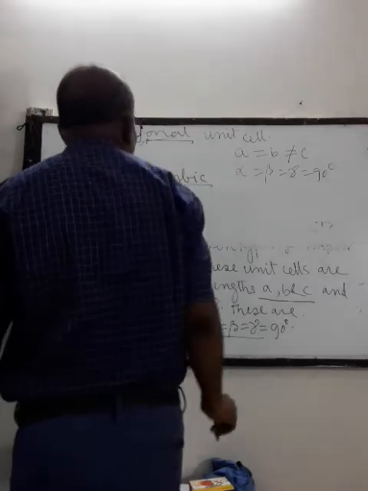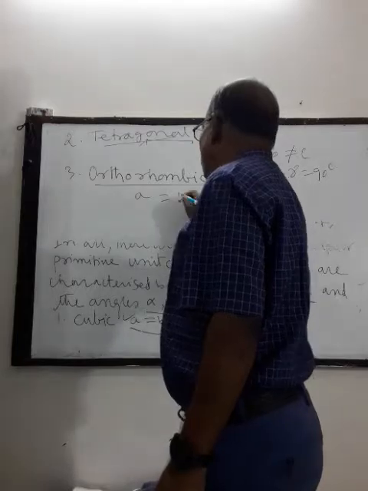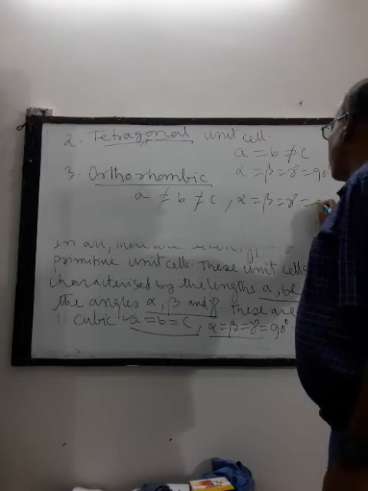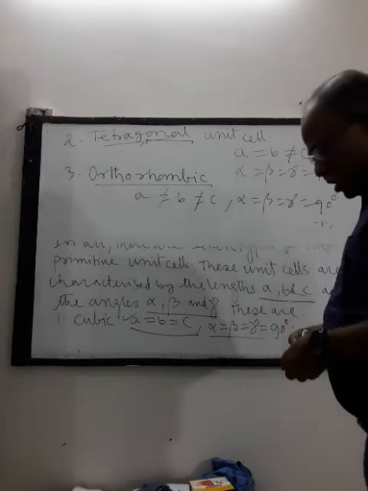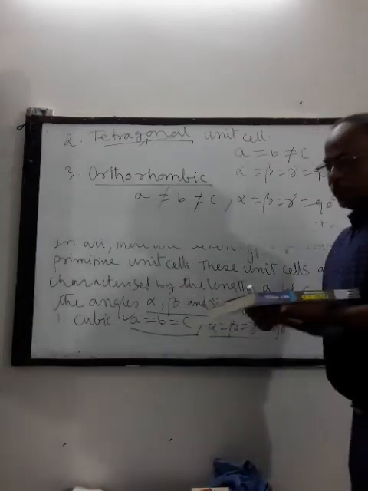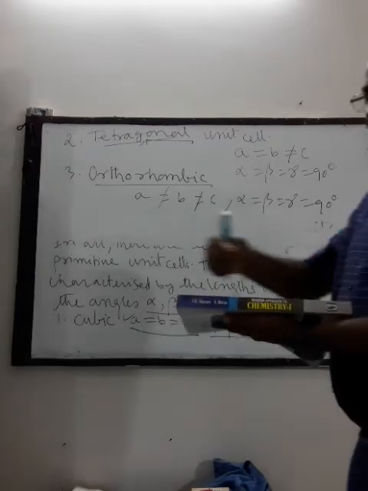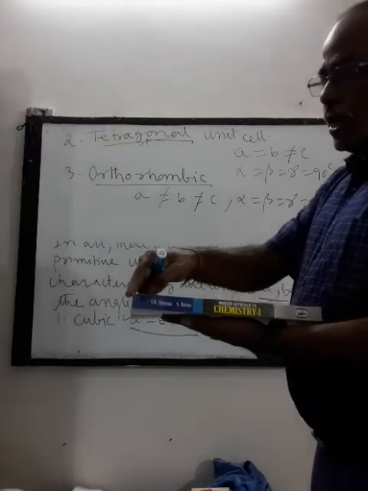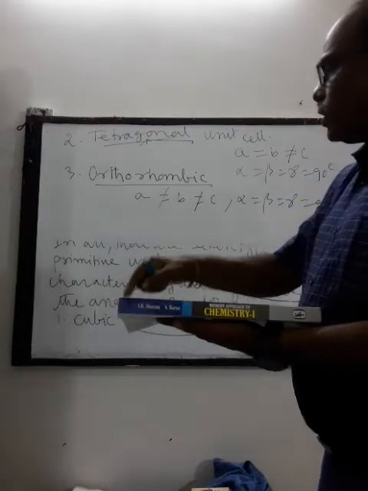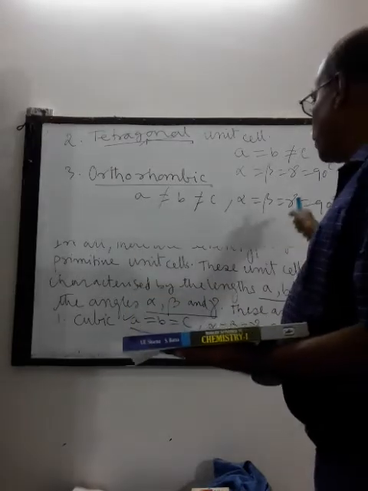So in case of orthorhombic, all sides are different, but angles are equal to 90 degree. If we consider, say, this book, and this one represents A, this one B and this one C, then A is different from B, which is different from C. So all three sides are different, not equal, but here the angles are equal to 90 degree.